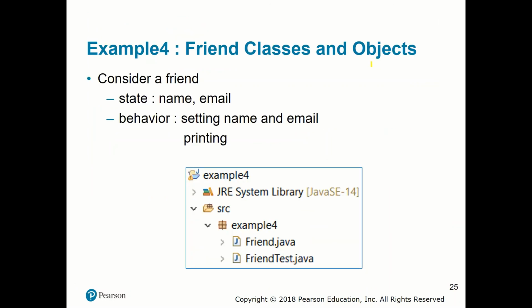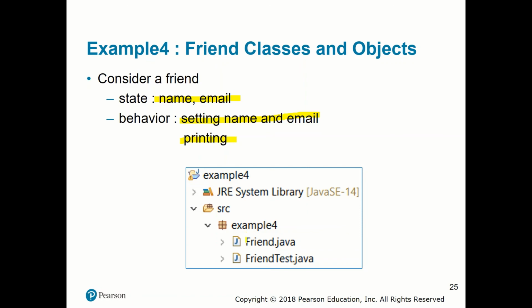Let's take a look at one more example. This is a friend class. I want to make a friend class to store my friend's information. In this case, I must think about what kind of attributes my friend has. For simplicity, I only choose 2 states, name and email. So name and email are attributes of my class, of my friend. And the possible behavior will be setting name and email and printing out the information.